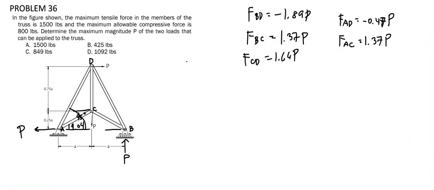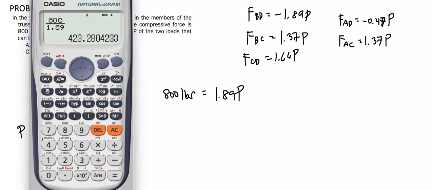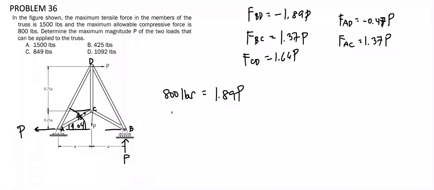Now that we have the value for the forces in each member, we can solve for the value of P that can be applied to the truss by assuming that each member would carry the maximum allowable tensile and compressive force. For force BD, let's say it has a value of 800 pounds. It is compressive because it is negative. That's equal to 1.89 P. Solving for P, you get 800 divided by 1.89 is equal to 423 pounds. That is when we assume force BD.